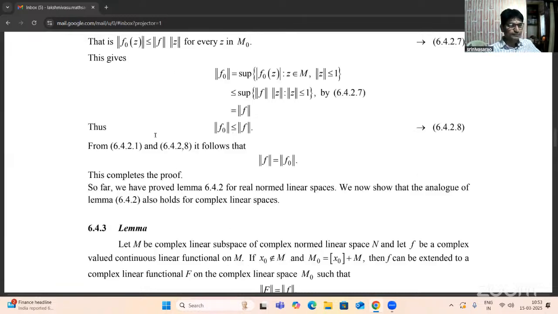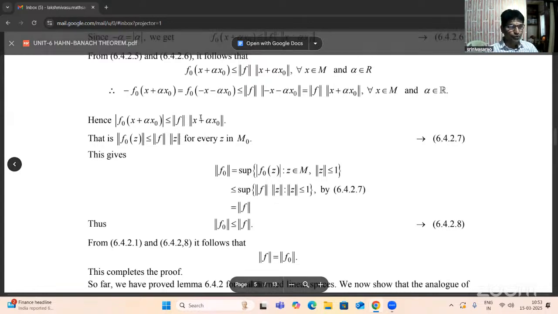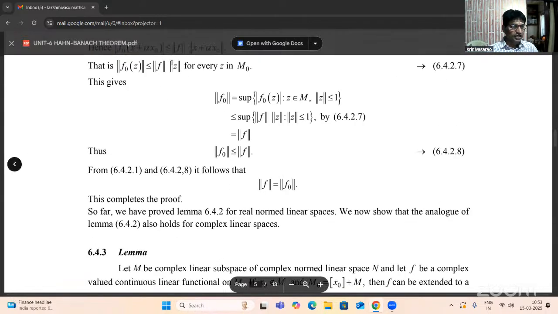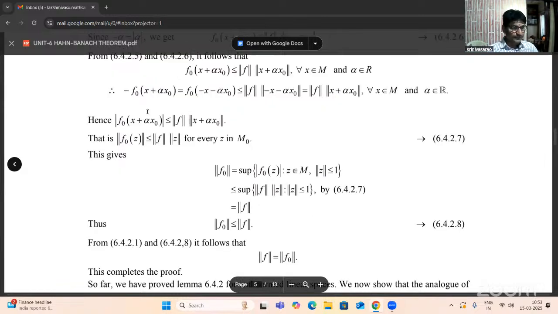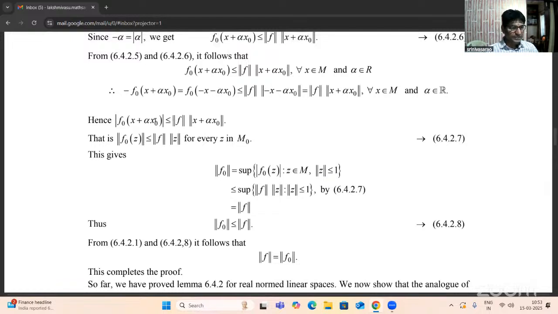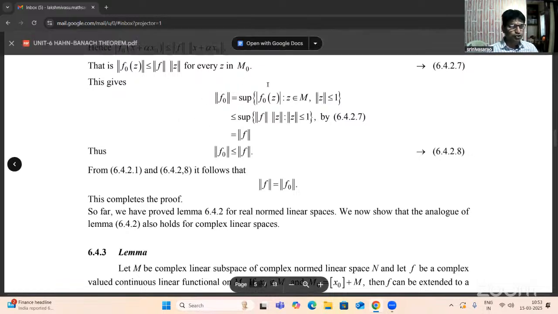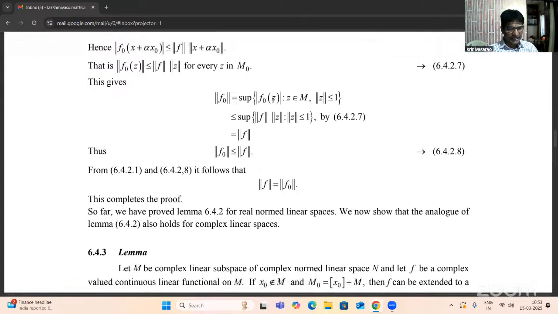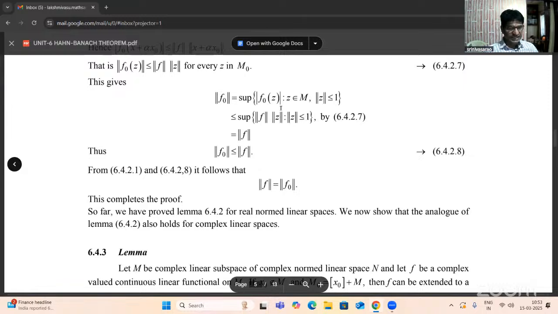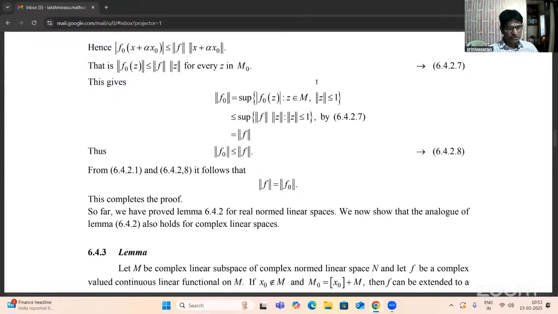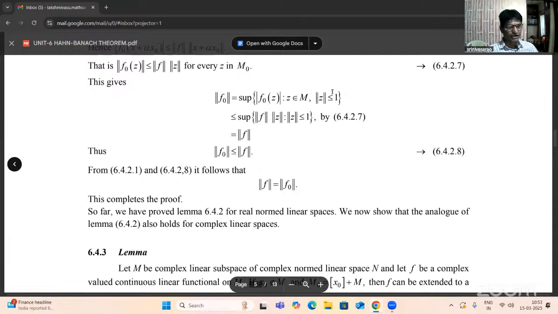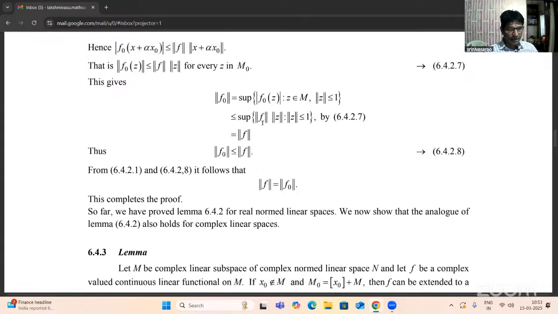So finally f naught of x plus alpha x naught is less than or equal to norm f into norm of x plus alpha x naught. Say x plus alpha x naught is z. So this expression can also be stated as mod f naught of z less than or equal to norm f into norm z. By the definition of the norm, norm f naught equals the supremum of mod f naught of z, where z is an element of capital M, that is, z means x plus alpha x naught, with norm of z less than or equal to 1. So the entire inequality cannot exceed the supremum of norm f into norm z, where norm z is less than or equal to 1.